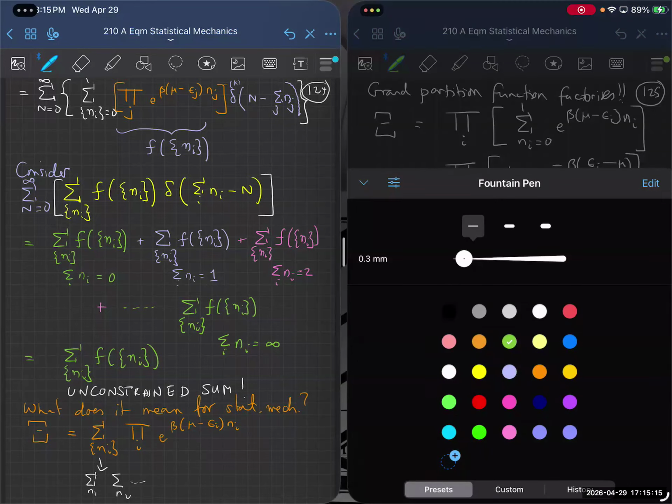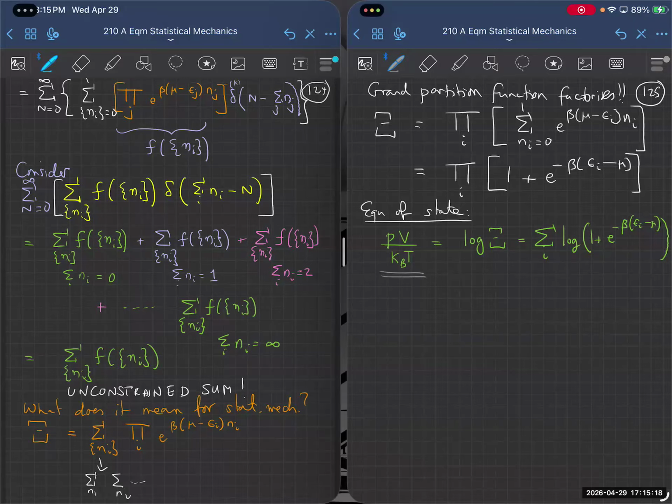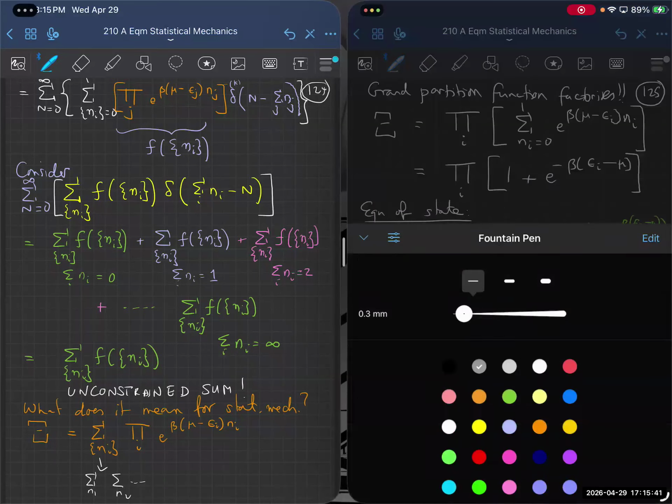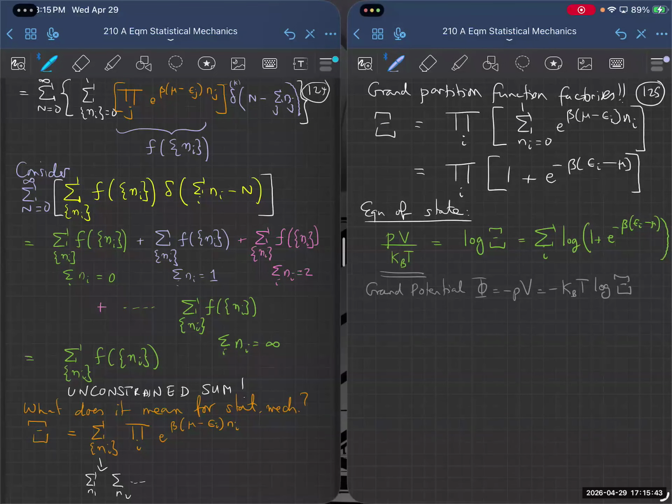This equation of state, where did this come from? This came from the fact that the grand potential, which I called phi, is equal to minus PV, and that was minus KBT times the logarithm of chi. So when we introduced the Gibbs free energy, that's how I derived that for you. You could go back and check that. All I've got to do now is sum over states. That sum over states gets turned into an integral, which I'll write down in just a minute. So this is the equation of state. It just drops out of this magic of the grand partition function.